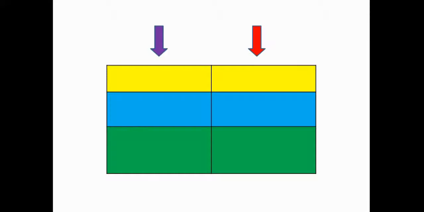Okay, so let's review the chart. See if you remember. If you're looking at the purple arrow, what does this column stand for? Is this singular or plural? Right, it's singular. And how about the red arrow? Which column is it pointing to? Right, plural, more than one.